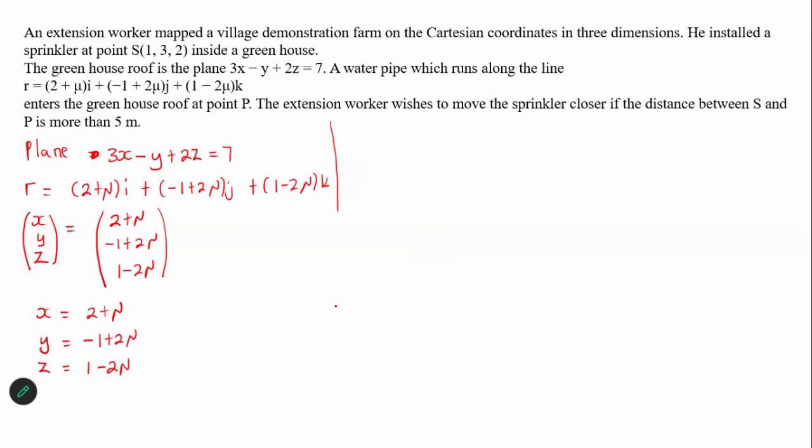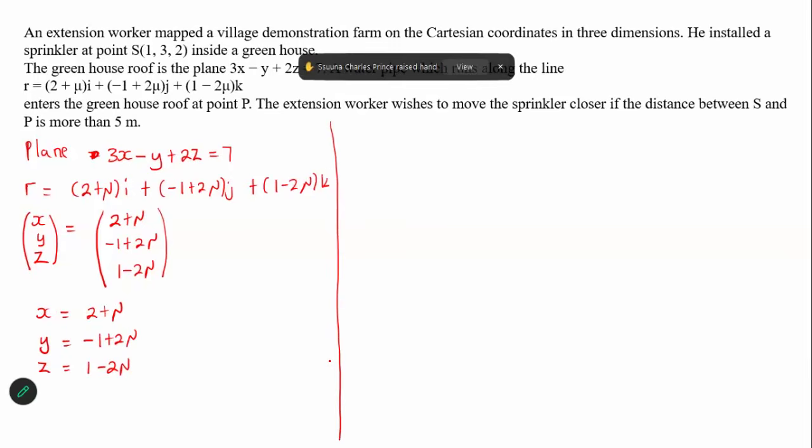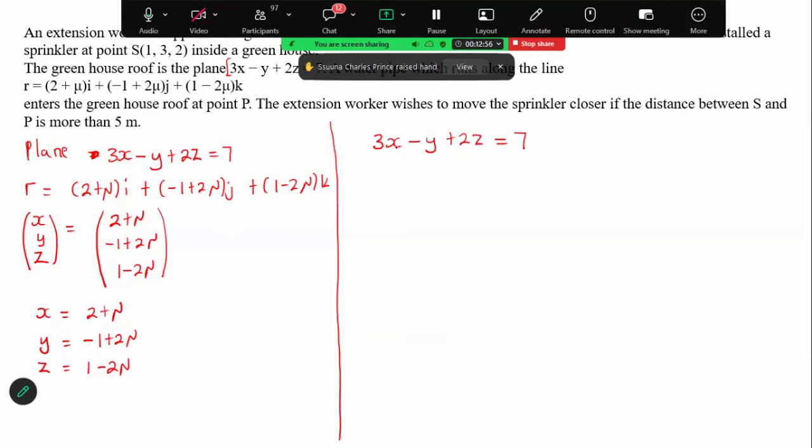Now, after obtaining that, what are you going to do? After obtaining what your x is, what your y is, and what your z is, now you are going to go back to the plane that was given to you. So our plane was given as 3x minus y plus 2z equals to 7. So where there is x, you substitute. Where there is y, you substitute. Where there is z, you go on and substitute. So we are going to substitute for our x, y, and z.